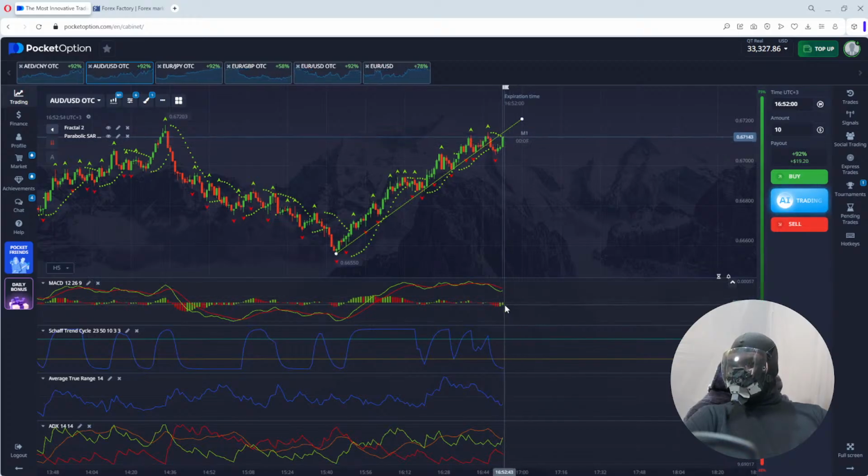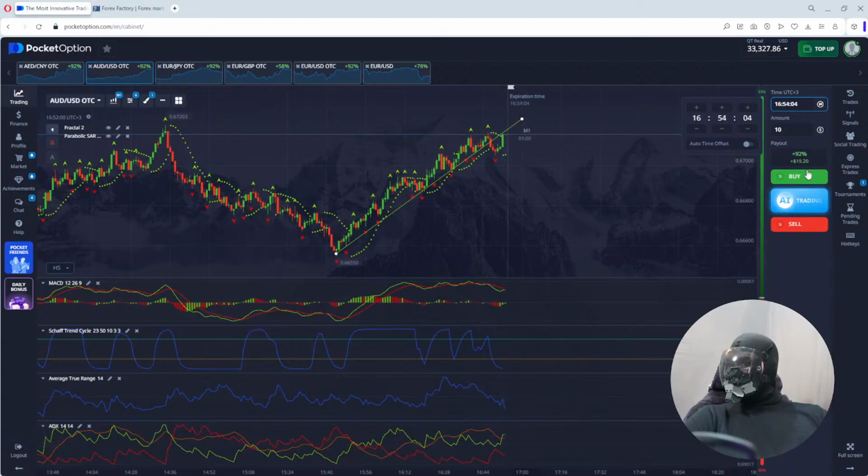There we go. See, we got 2 green bars. We got signal ADX. Yeah, there we go. Let's open a position upwards. All right, for $10.